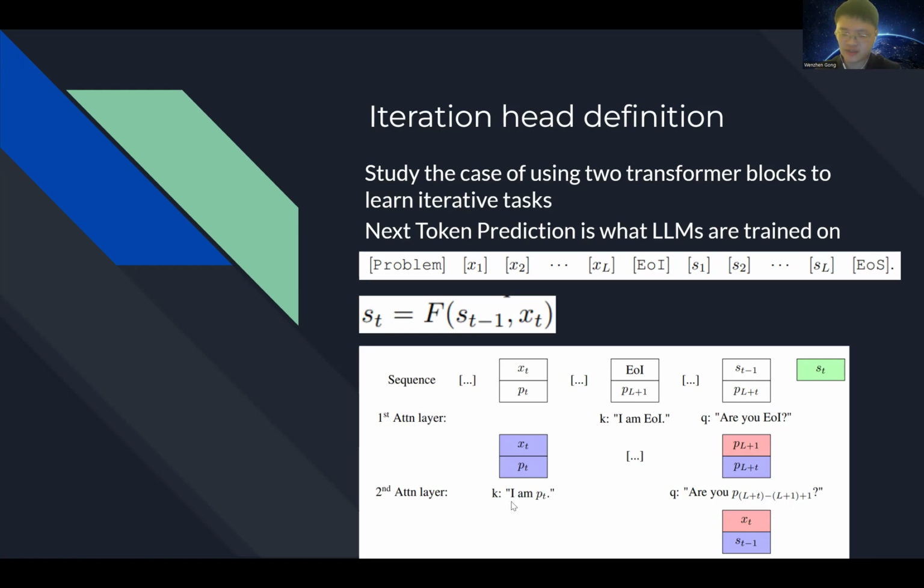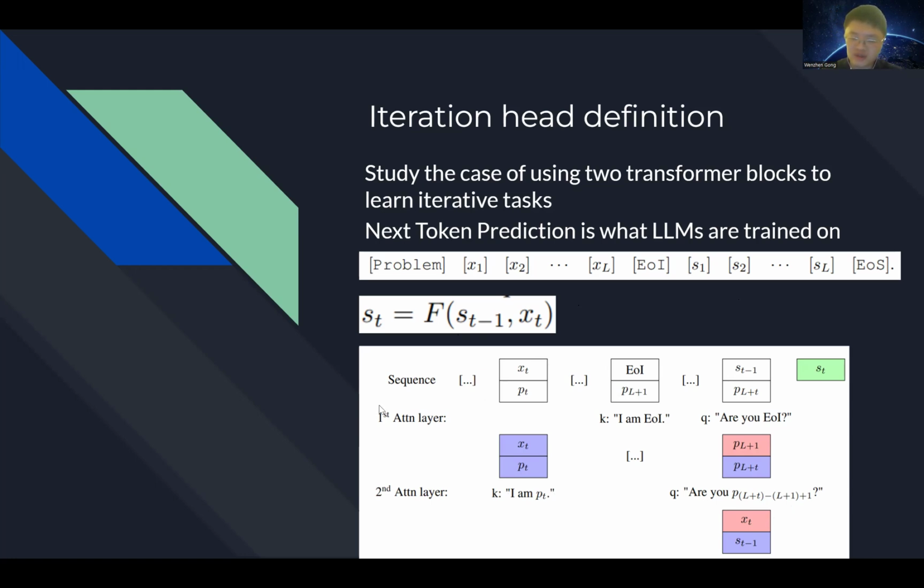So the key, which is also the answer to this query, is IMPT. By noticing this PT is necessary for the calculation, it can get some information from this relevant xt, and thus get all the information we need for this iterative task.